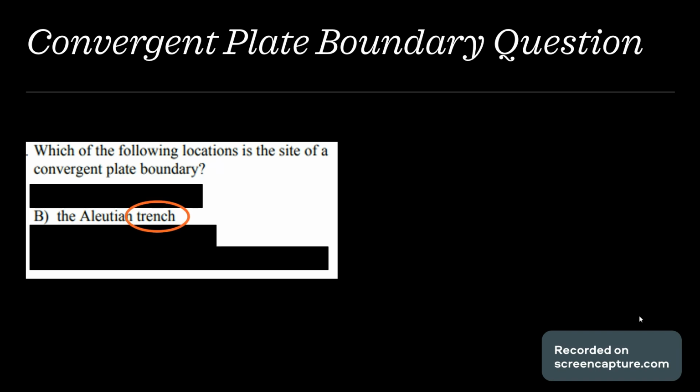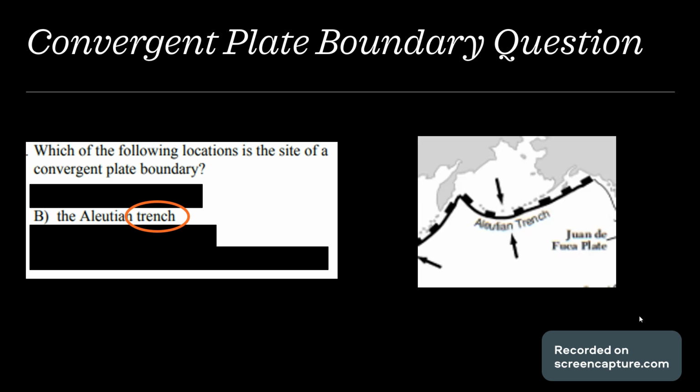Now, when we look at the Aleutian Trench, there's our key word, trench. And if I zoom in on the Aleutian Trench, I indeed have my symbol for a convergent plate boundary. That is why I want to go with the Aleutian Trench here, because I have my keyword and the symbol confirms that it is indeed a convergent plate boundary.